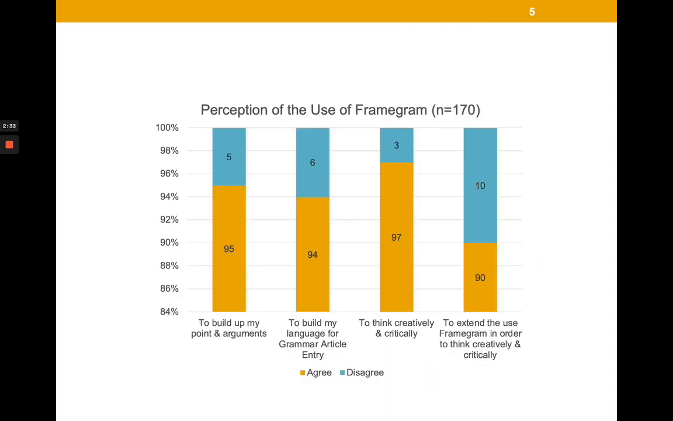Now, to support this project, we also did a very simple study to see how students perceive Framegram. And to our surprise, my surprise, more than 90% of these students believe Framegram really helps them to build up their points for the assignment. They also believe that they are able to think creatively and critically when using Framegram. And 90% of them think that Framegram can be used as an extension for them to think critically and creatively across the curriculum and outside the classroom.